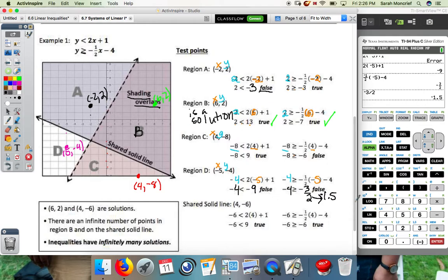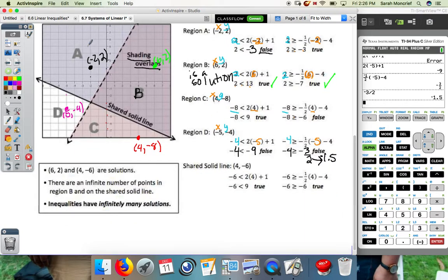All right, now we need to do the shared line. So we're looking at just on this shared line. Now, we have the point 4, negative 6. So 1, 2, 3, 4, 5, 6. So this point right here on 4, negative 6. So what are we going to plug in for x? That would be 4. And what are we going to plug in for y? That would be negative 6.